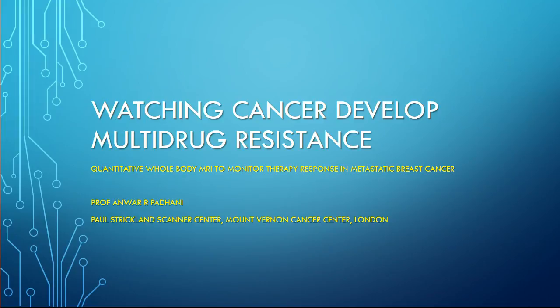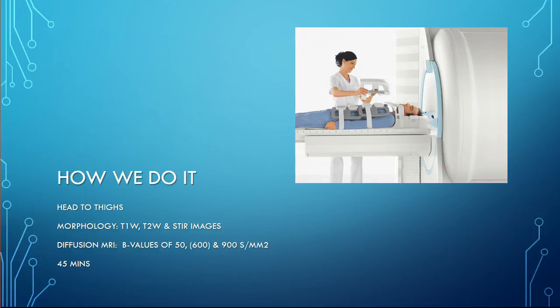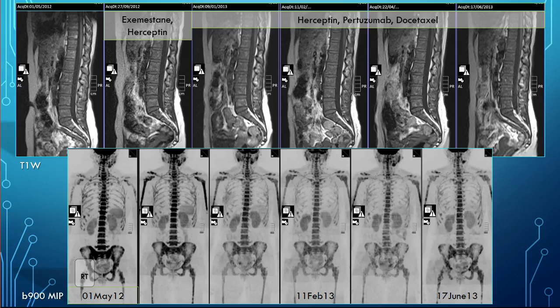We wanted to see if we could improve the response monitoring of metastatic breast cancer to the bones. Our experiment consists of doing a whole body MRI scan with diffusion weighted sequences. Take a look at this woman with diffuse metastatic breast cancer in whom the T1 weighted images seem stable, but where we can see changes occurring on the diffusion weighted sequences.